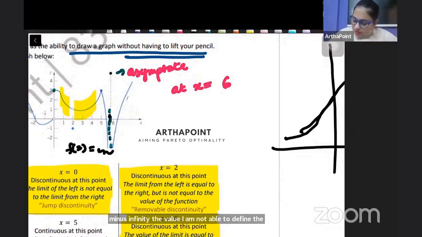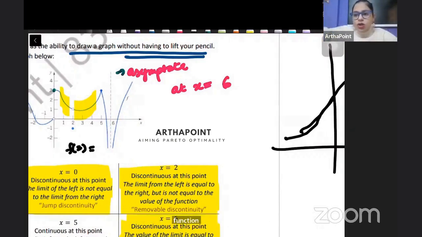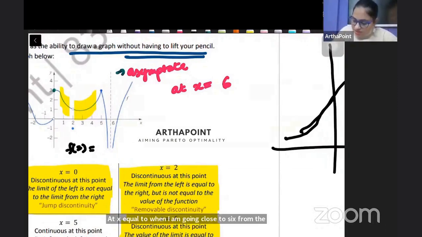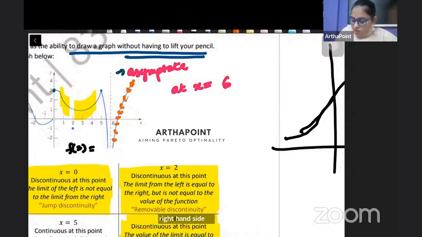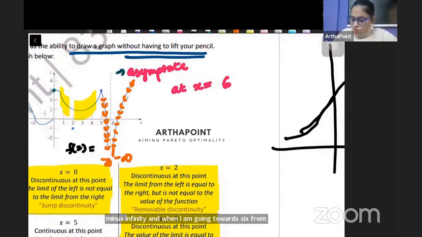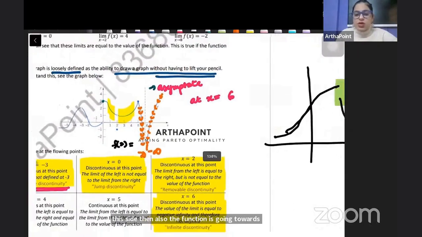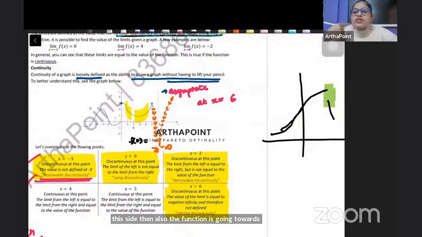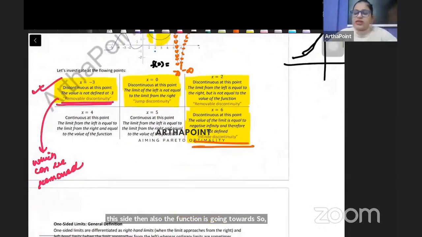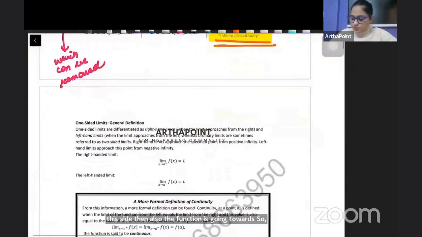But try to see that when I am going close to 6 from the right hand side, जब मैं यहां से 6 की तरफ जाती हूँ, when I am going towards 6, the function is going towards minus infinity. And when I am going towards 6 from this side, then also the function is going towards minus infinity. So when you are approaching some infinity value, that is called infinite discontinuity.